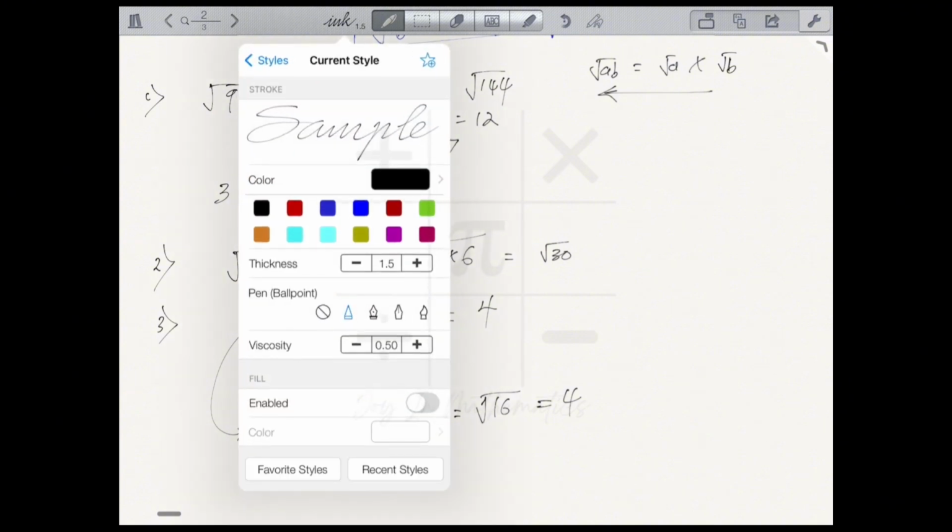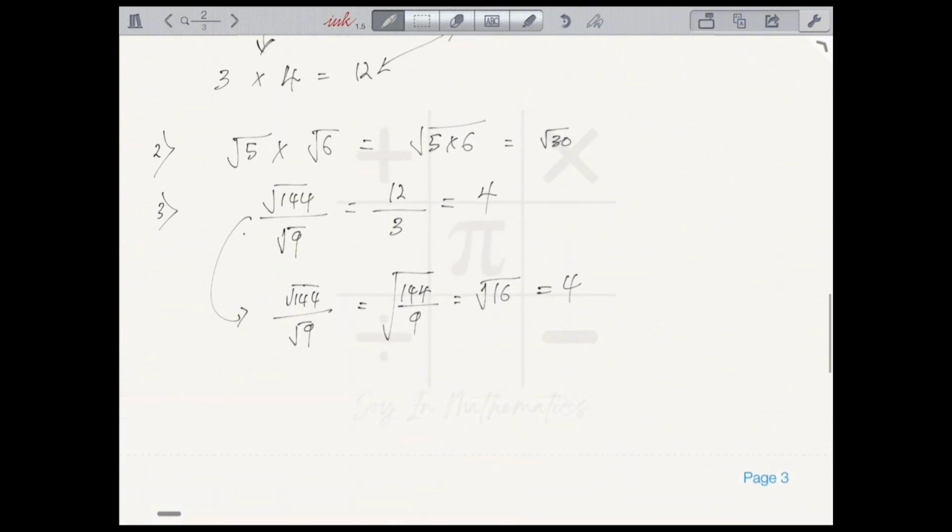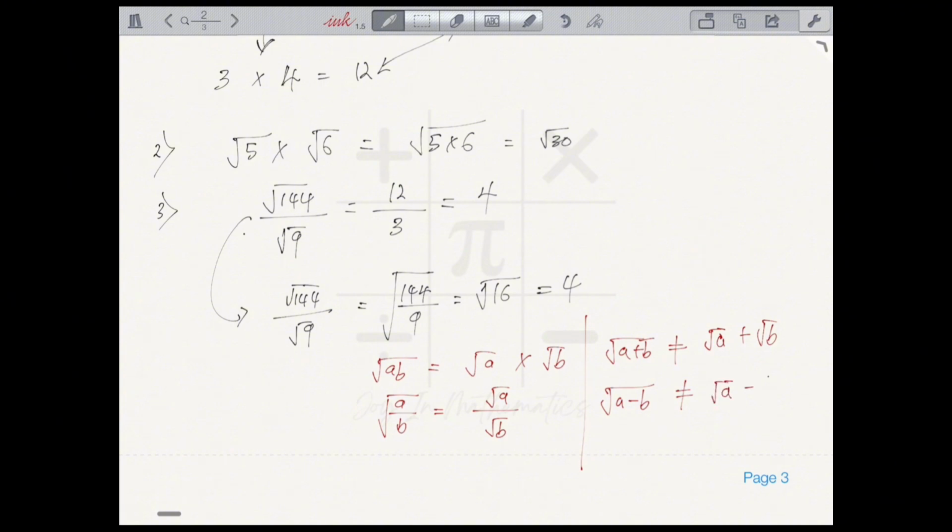So everything is dependent on the two rules of surds. Root AB is equal to root A multiplied by root B, and root of A divided by B is equal to root A divided by root B. Now, this shows that the rules of surds apply to multiplication and division, but root of A plus B is not equal to root A plus root B. And likewise, root of A minus B is not equal to root A minus root B.